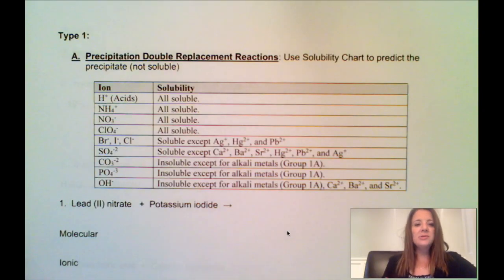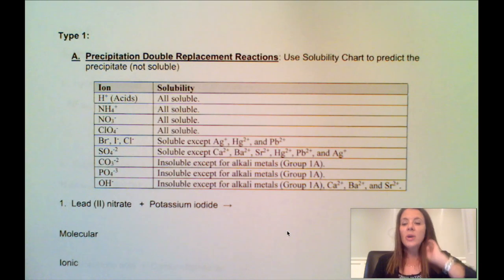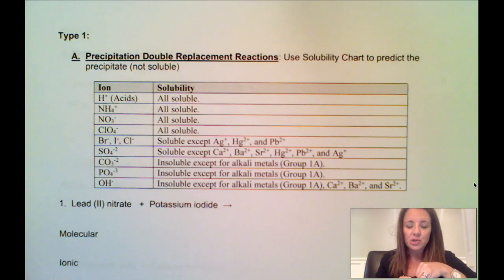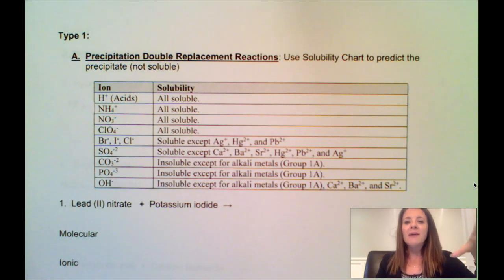When it gets into double displacement reactions, we have two types that occur. You can have precipitation reactions or you can have neutralization reactions. When we have double displacement reactions that produce a precipitate, we have to break it down into the molecular, ionic, and net ionic equations. So let's go ahead and practice these, okay?